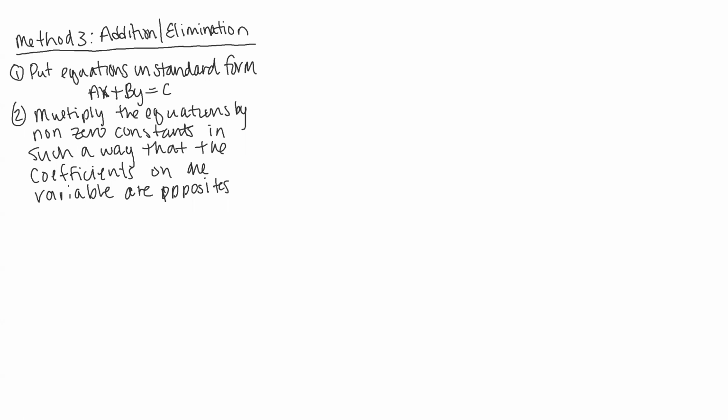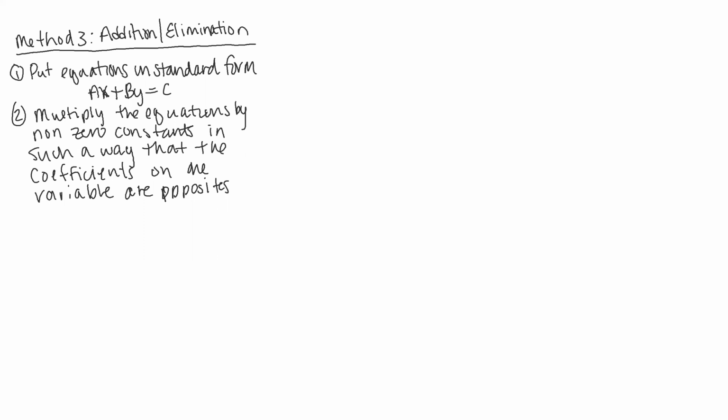Okay, so here's the general premise behind the addition/elimination method. Our goal is to add the 2 equations and have one variable get completely eliminated. The only way that can happen is if the coefficients on one of the variables are opposites. That way, anytime you add opposites, the sum is 0. So we have to manipulate this. We have to force this to happen.